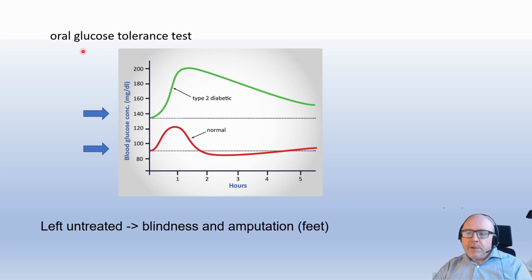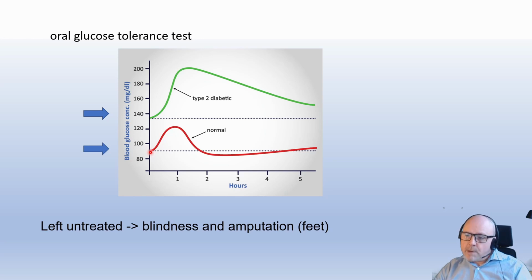Then the doctor will give you an oral glucose tolerance test. Basically, they'll give you a shot of glucose. You have to starve yourself overnight, not eat anything for breakfast, go to the doctor, take a shot of glucose, and then he'll take your blood at different times to see how much glucose is in your blood.